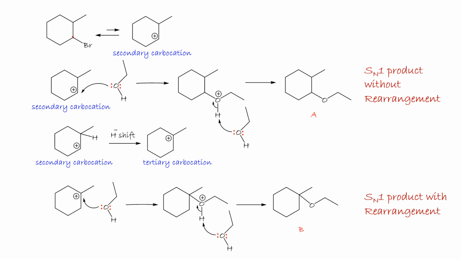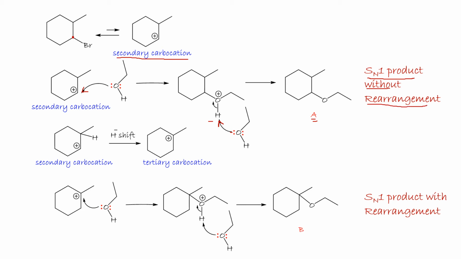Since we have a very weak nucleophile and a good dielectric solvent, we are expecting that the secondary alkyl halide will ionize to a secondary carbocation. That's the first step. Second step, attack of the nucleophile on the carbocation, forming an oxonium ion, and then proton transfer to an alcohol solvent molecule, formation of A1. So we call that the SN1 product without rearrangement.